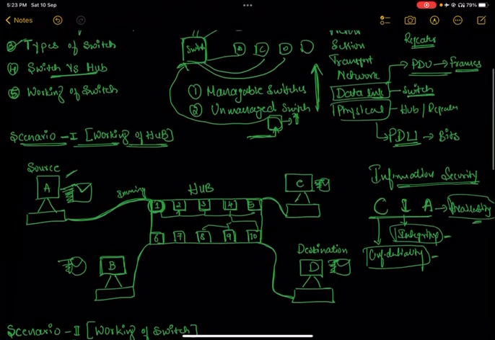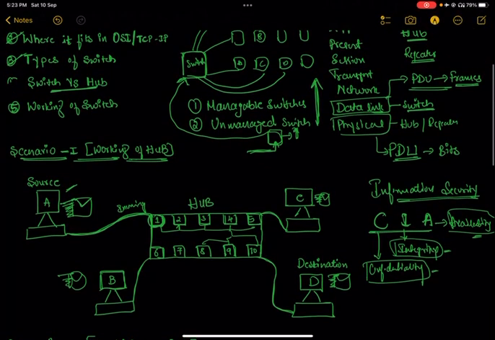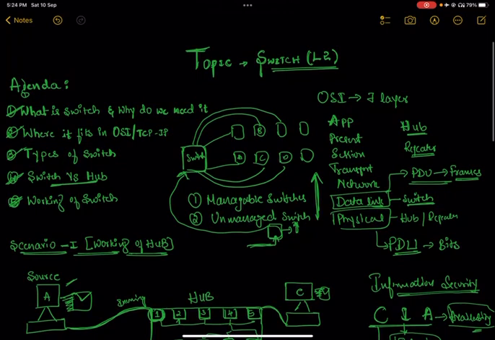So this was our fifth point, and now I think we have completed all 5 points. We touched upon what a switch is and why we need it, where it fits in OSI and TCP/IP, types of switch, switch versus hub, and working of a switch. Always try to understand networking in a practical way, because this is a practical subject. Always try to relate this to realistic examples, so that you can understand the concepts in a better way.